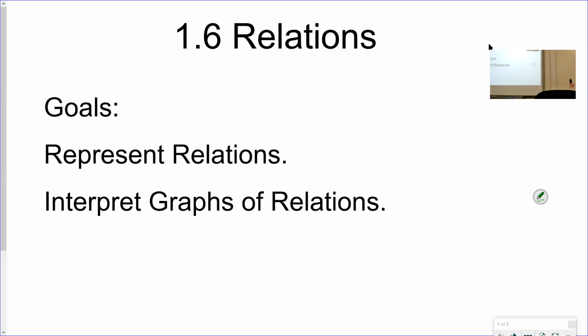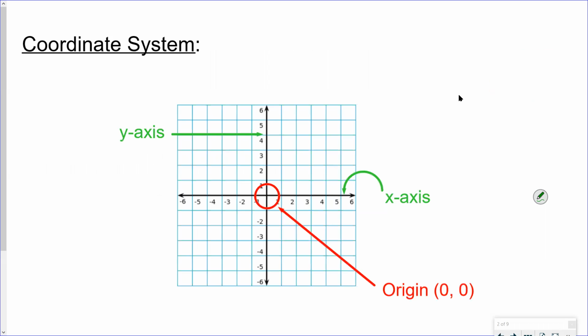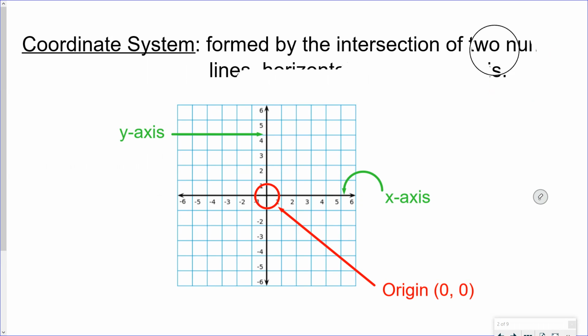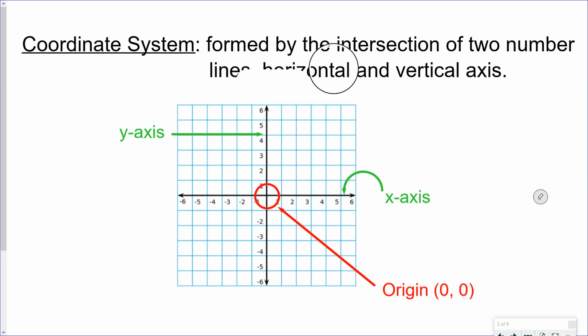Our goal: represent a relation and interpret graphs of relations. That's basically our goals. Two simple goals here. Relations is a pretty simple and easy concept. All right. So the first thing we need to look at is what's called the coordinate system. Because as I said in our goals, we're going to be looking at graphs. So we just need to make sure we remember our coordinate system. It's known as our coordinate plane.